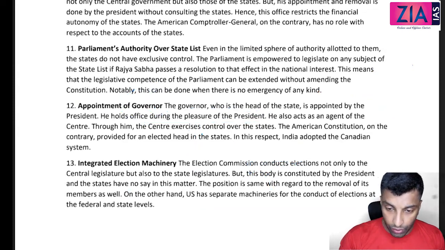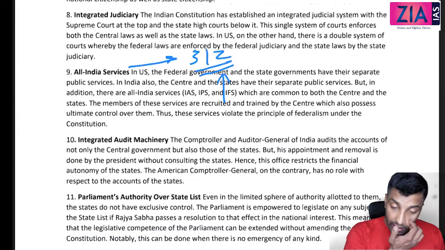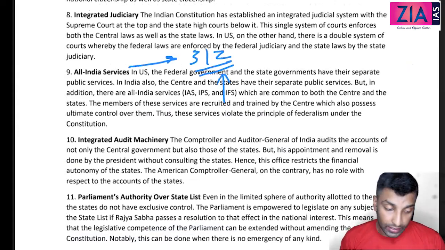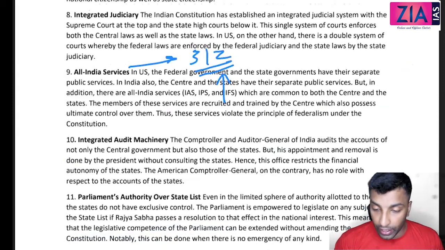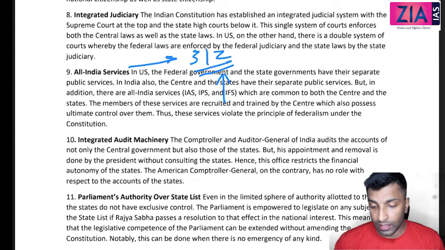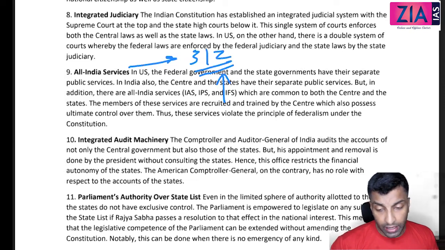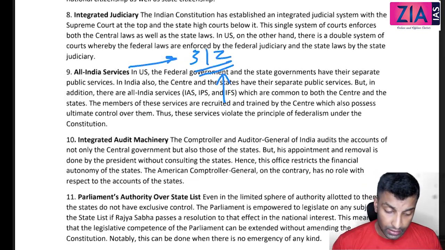Okay, one more, this All India Services we have discussed. Here also you write the article 312. Under Article 312, Rajya Sabha can authorize the Parliament to create one or more All India Services. Now, All India Service officers are actually controlled by the center. The disciplinary action and everything is taken by the center. So obviously, by creating and controlling the All India Services, the center can control the state.